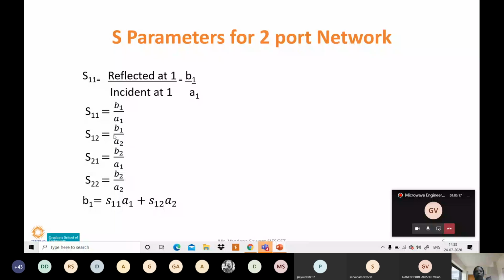So B1 is equal to what? A1 multiplied by S11. So we can write S11 A1 from equation number 1. We have taken A1 on this side, so that will become S11 A1 is equal to B1. Okay. So B1 is equal to S11 A1 plus, from equation number 2, we bring A2 on this side, so that will become S12 A2. So B1 is equal to S11 A1 plus S12 A2, from the first and second equations.